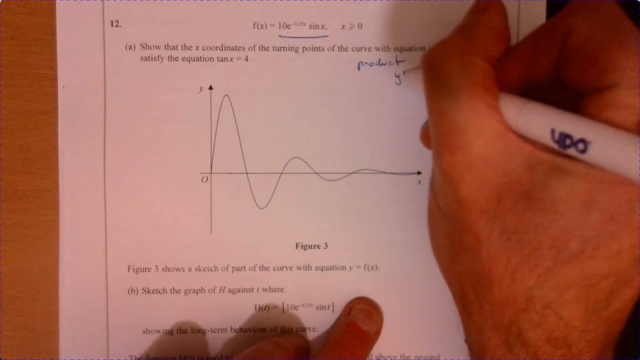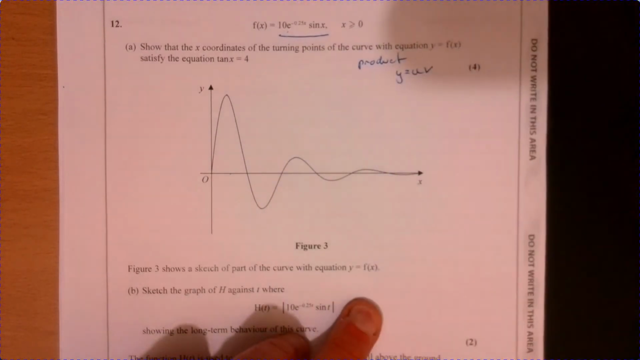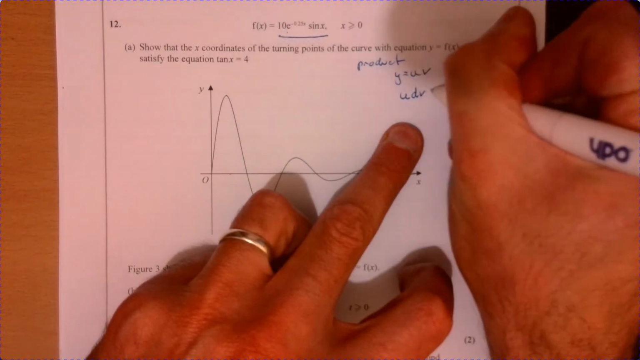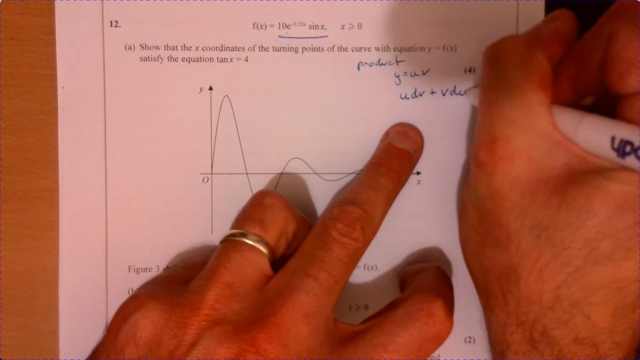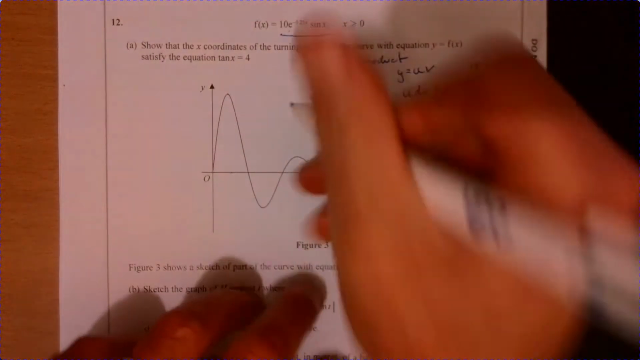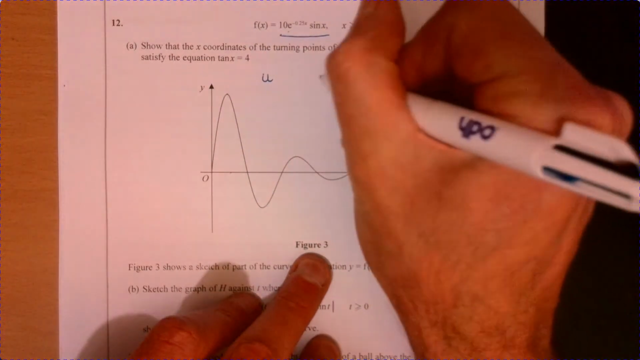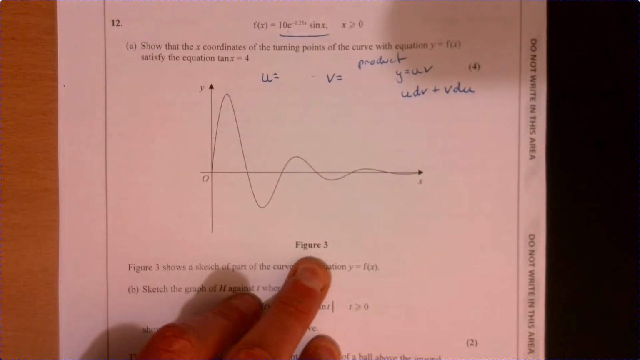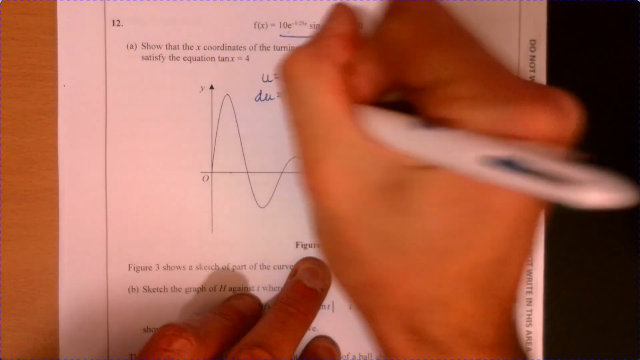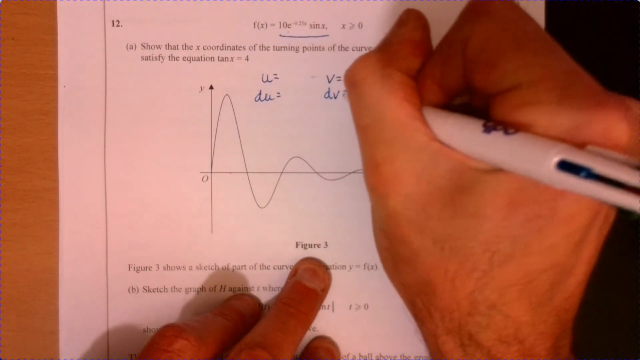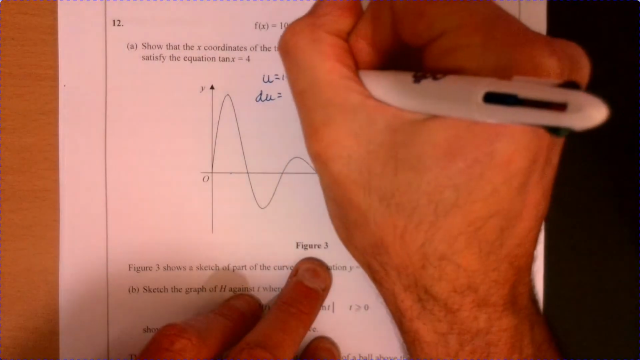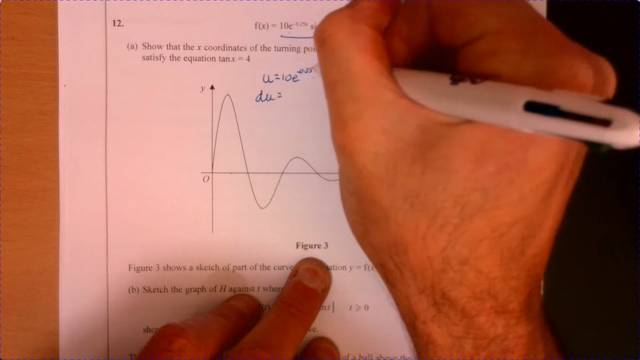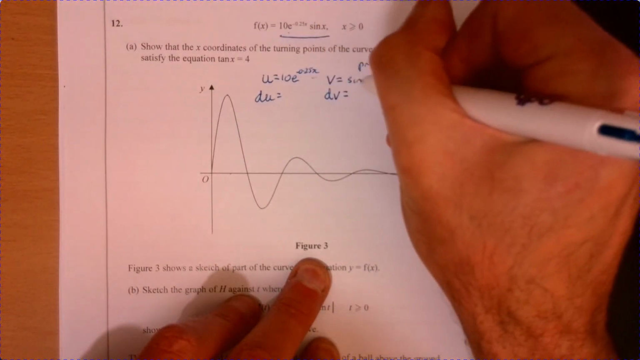So remember, we get y equals uv. How do you do that? Remember, it's going to be u dv plus v du. Okay, the best thing to do is just to write everything down. We've got u and we've got v. Let's just jot these things down. And we've got du. Well, we haven't got du yet, and dv. So u is 10e minus 0.25x, and v is sine x.